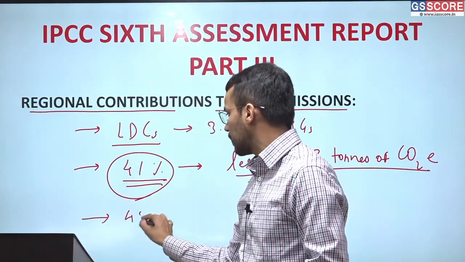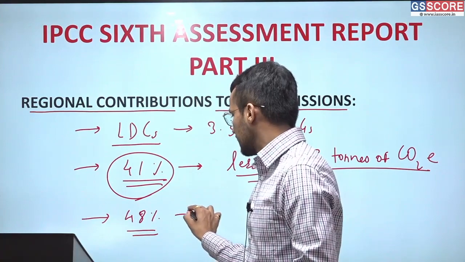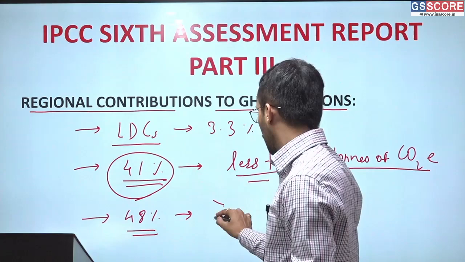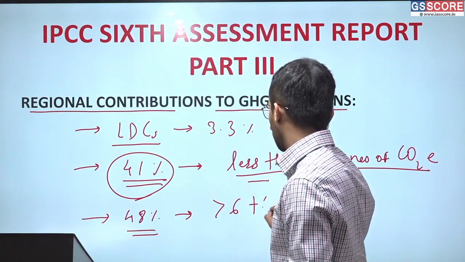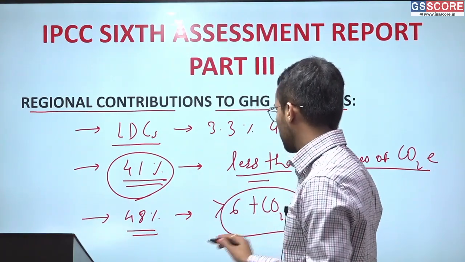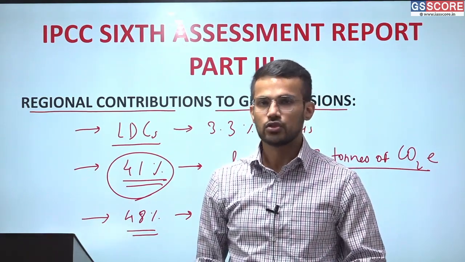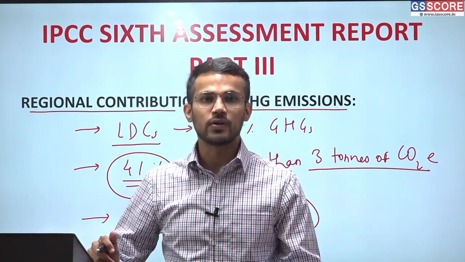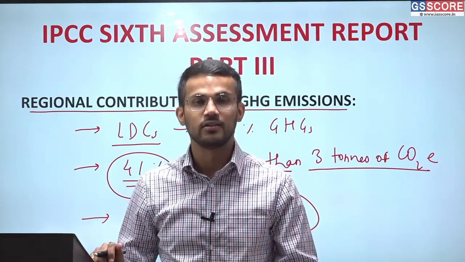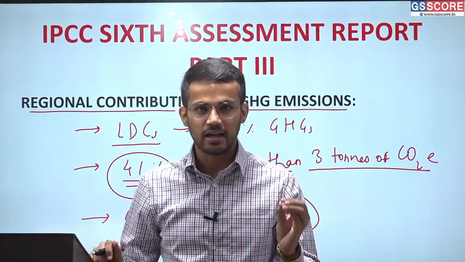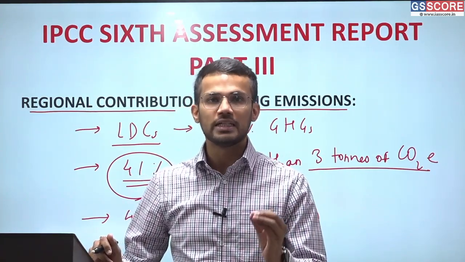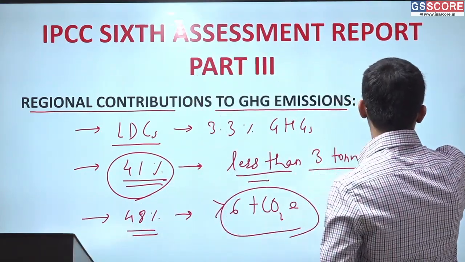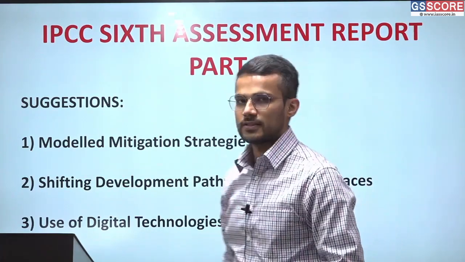Moreover, 48% of the global population is living in those countries where per capita emissions are more than 6 tons of CO2 equivalent, right? So there is a clear divide between developed and developing countries as far as greenhouse gas emissions are concerned. And that's why this report has highlighted that the historic responsibility lies with developed countries, right? So these are the regional contributions to greenhouse gases.